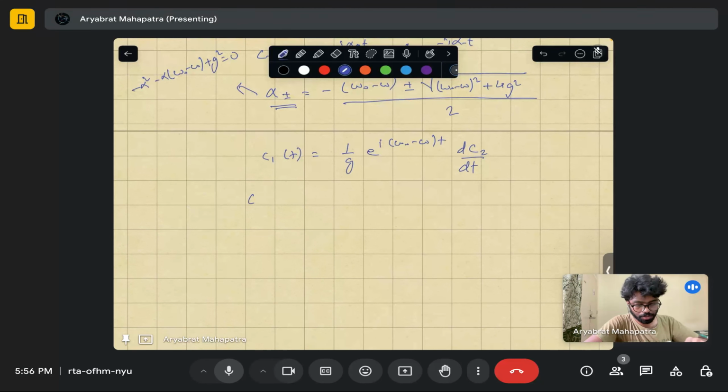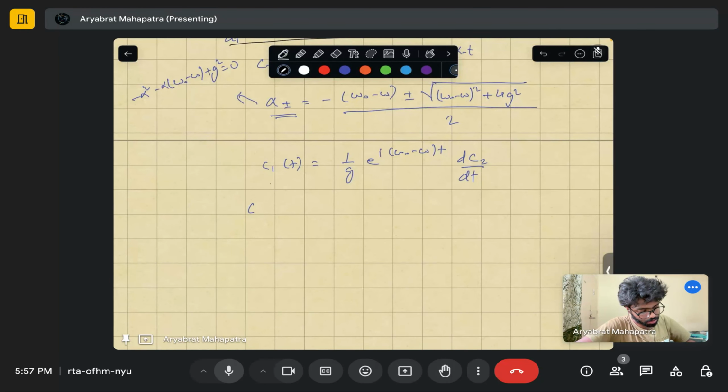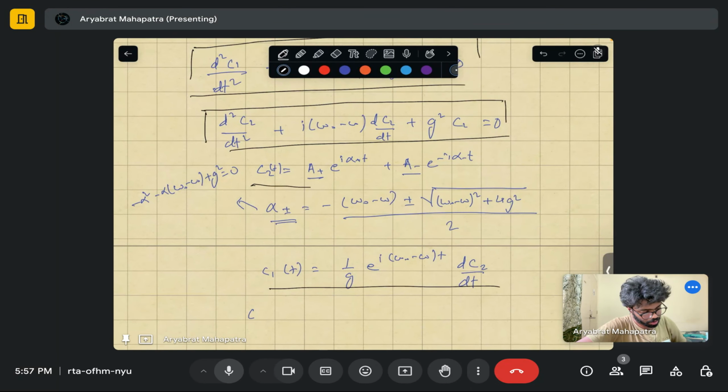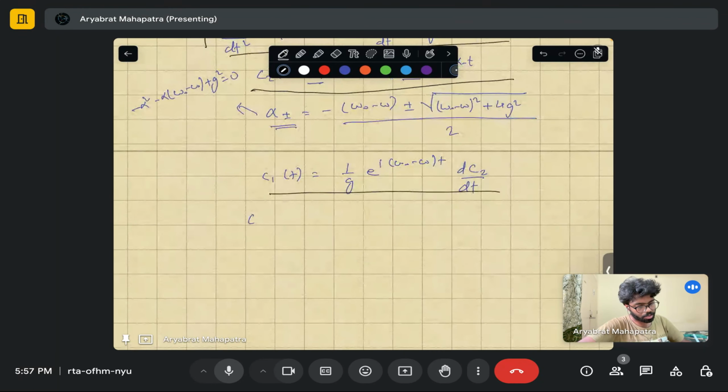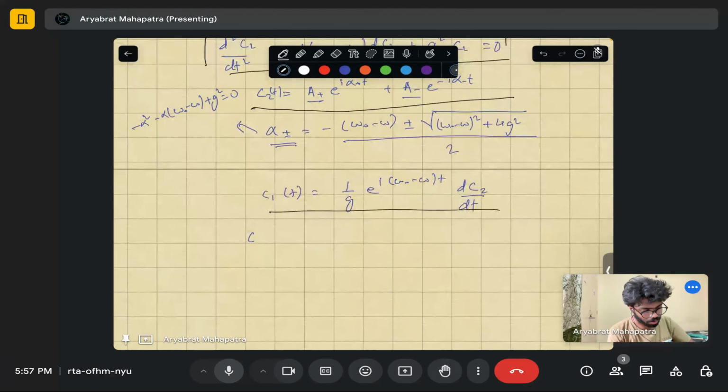Yeah, sorry for that. So I was telling you that you can calculate C1 from here. So you have C1 and C2. That is what you needed to calculate, after all. One more thing: what is the value of A plus and A minus? You have to calculate that from the initial condition.